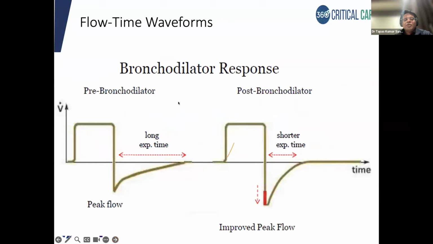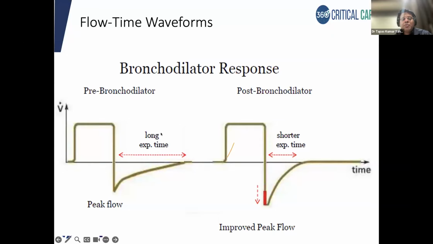Okay. Now, if your patient is a COPD patient and you are getting an expiratory waveform which is taking a long time, that means adequate expiration is not happening. The acceleration is not happening, and there is dynamic hyperinflation happening. So the examiner would be expecting that you should say that the peak flow is not optimal, right? Pre-bronchodilator you see here, the peak flow is somehow stuck here, and it is taking a long expiratory time.